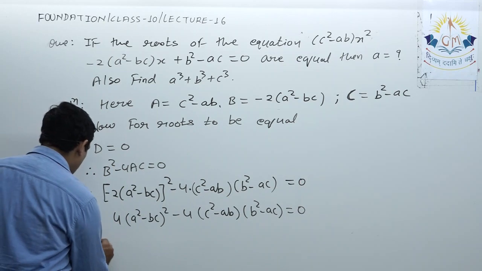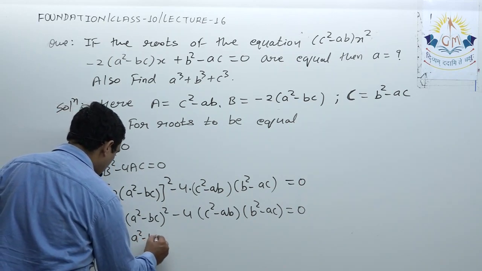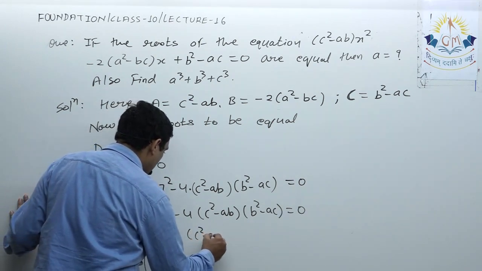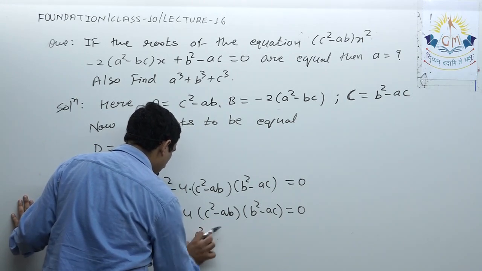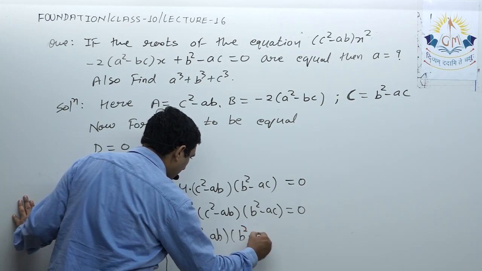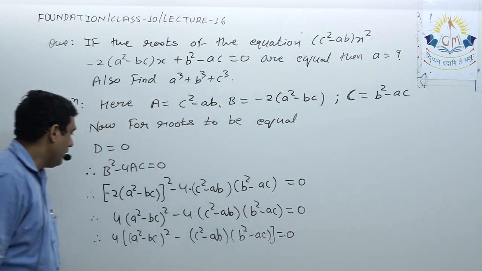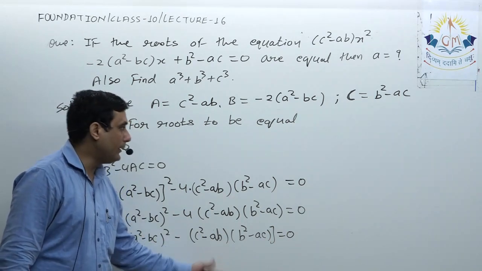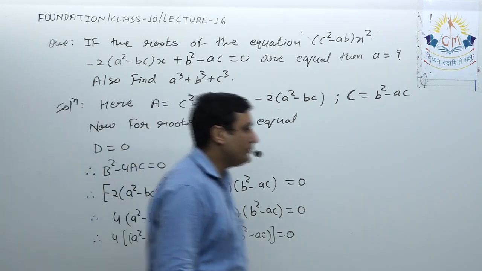Here I am taking 4 common, so (a square minus bc) whole square minus (c square minus ab) into (b square minus ac) is equal to 0. Now I just have to expand this, and over here I have to multiply. So note it down up to this point, then we'll see its remaining solution.